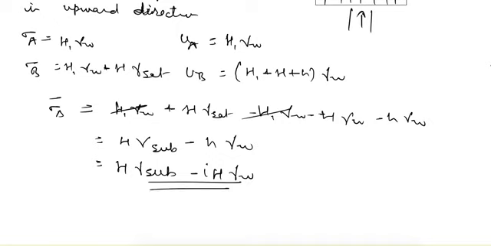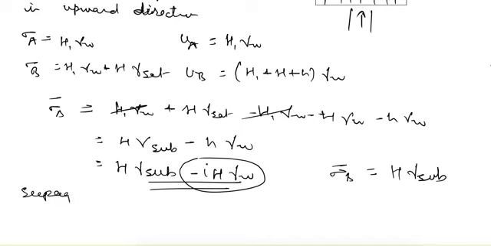If we compare it with the no flow case, in no flow case sigma V dash is equal to H gamma submerged, and in this case the effective stress is decreasing by this amount. So if seepage is in upward direction, effective stress decreases.